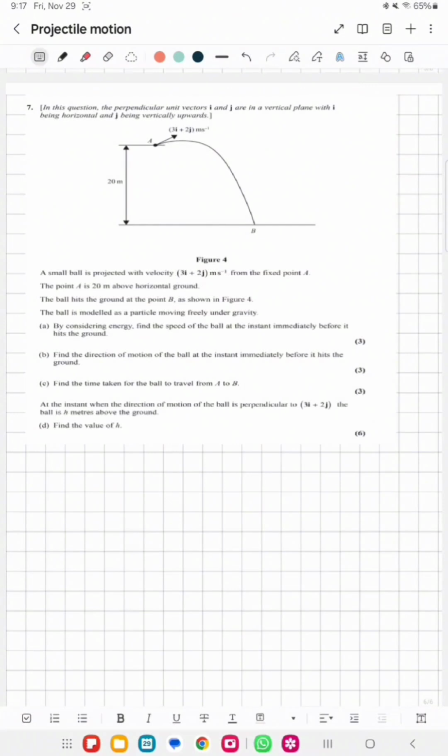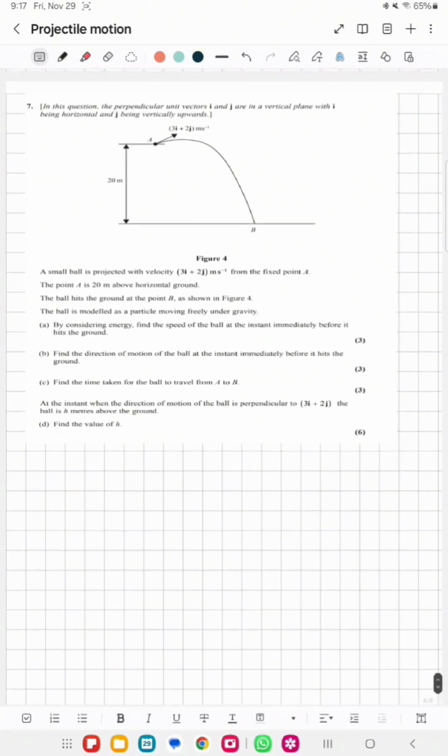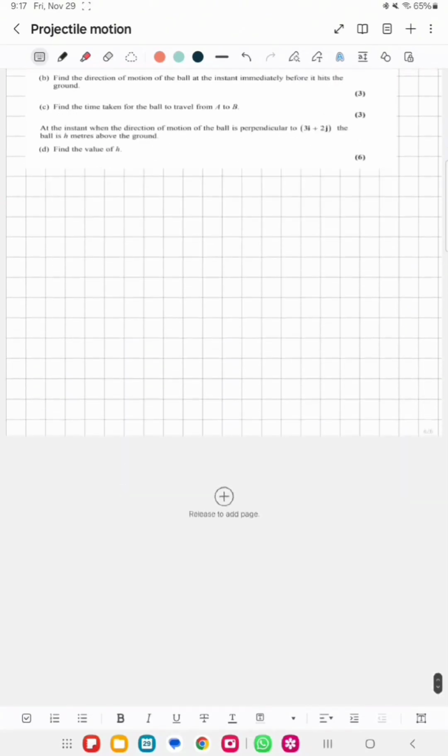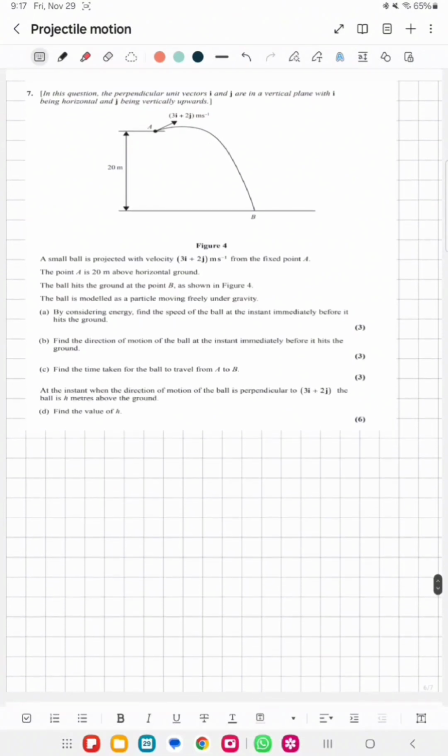So they've given us the velocity in terms of vectors, 3i plus 2j. The first question says it's at a height of 20 meters. Then they say by considering energy, find the speed of the ball at the instant immediately before it hits the ground. So when using energy, you can't put in vectors, right? You'll have to find the magnitude of the velocity.